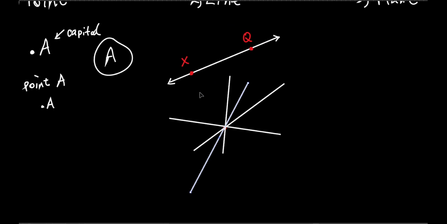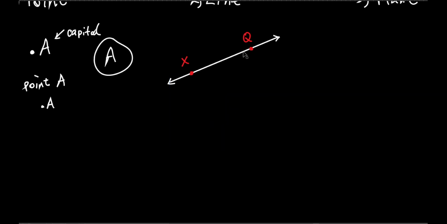How many do I need to make one particular line? I need 2 points. Could I draw a line any other way through those 2 points and get a different line? Nope, because if I drew a line like this, would it go through that point? No. If I drew a line like this, would it go through point X? No, it wouldn't. So there's only one line that connects those 2 points right there. Everybody understand that? It's not too hard.